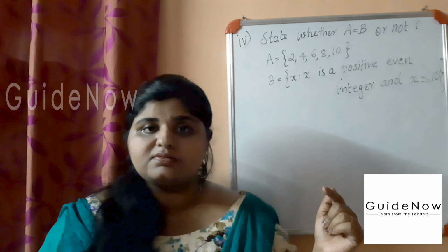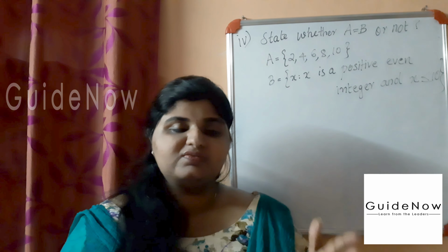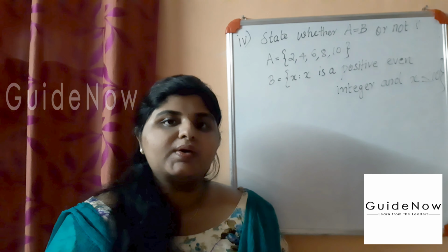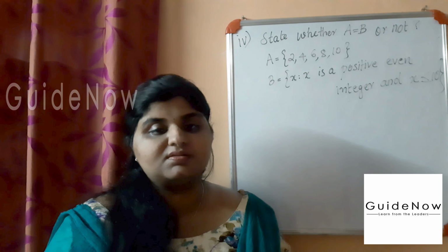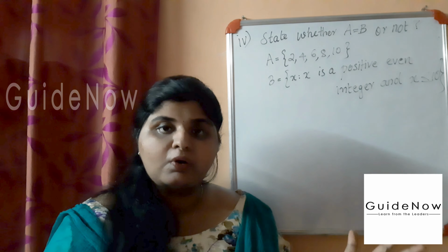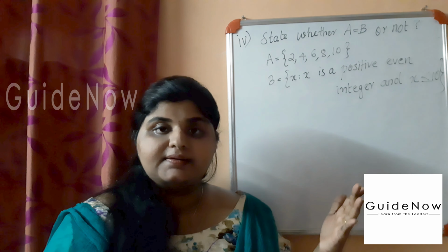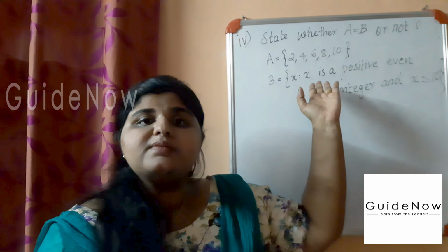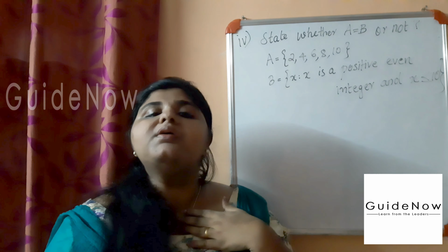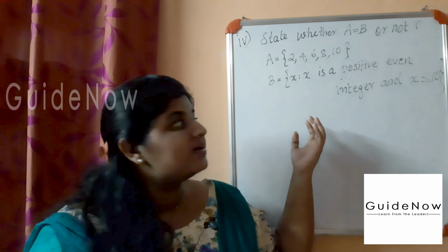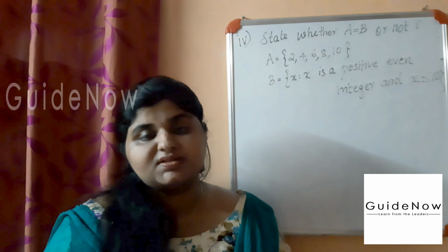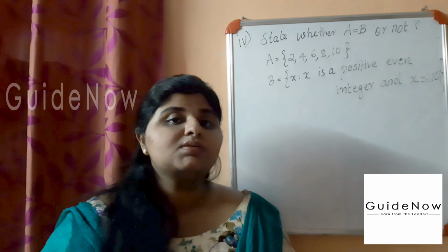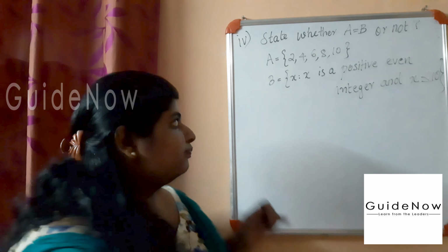What are integers? You know that positive integers are 1, 2, 3, 4, 5, etc. You have to write positive even integers. What are even integers? 2, 4, 6, 8, 10, 12, etc. Here set A is already written in roster form, so there is no need to convert it again. Set B is in set builder form, so we have to convert it into roster form first. The positive even integers are 2, 4, 6, 8.